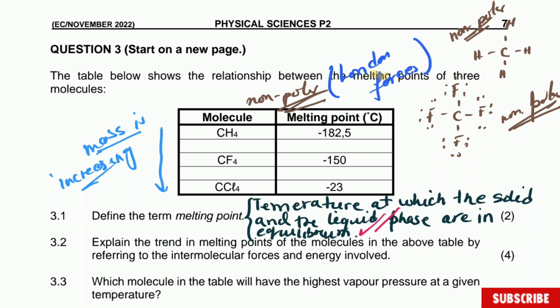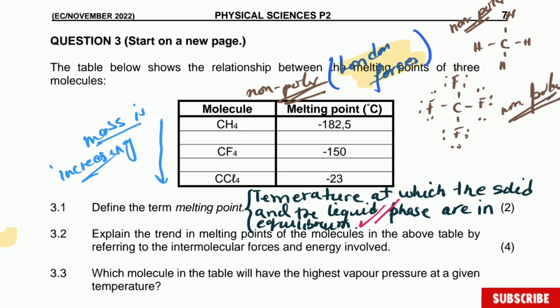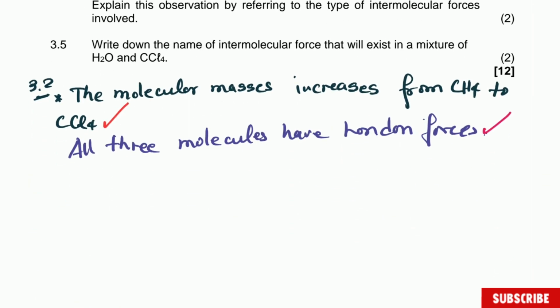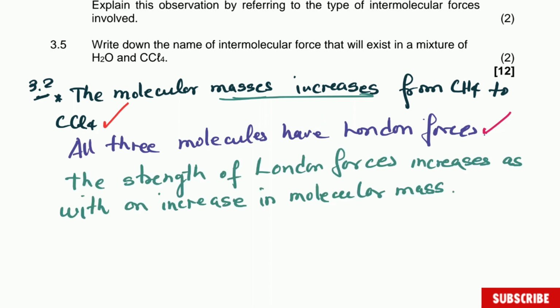That is important. This is the part we are saying here: all three molecules have London forces. Now, we have to say that the strength of the London forces increases with an increase in molecular mass. We have to fix that word there, so we erase this one: with an increase in molecular mass.